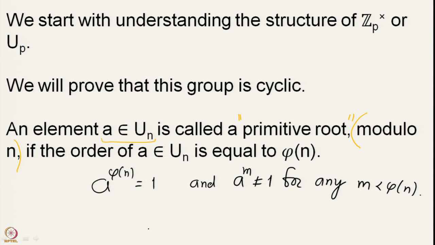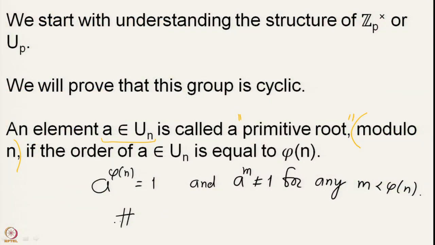So, when you list all these elements a square, a cube and so on, you do not hit 1. Once you hit 1 after taking powers some number of times, the next number that you take will again be equal to a. If a power 10 is 1, then a power 11, which is a power 10 into a, is going to be a. So, you have a square, a cube up to a power 9 and a power 10 which is 1, then a power 11 will be a and you are going to get the same loop again.